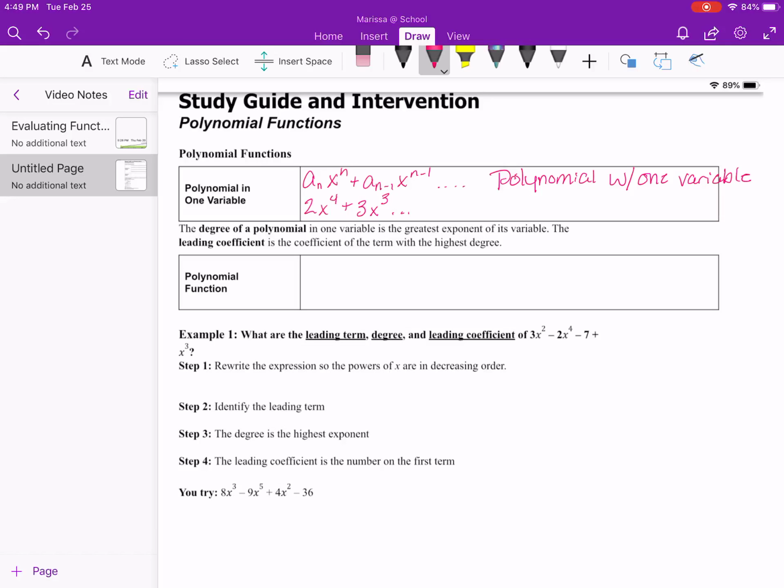So a polynomial with one variable where there is no negative exponents and no coefficients of 0. I also will not have an exponent in the denominator, so I will never have something like 2 over a. That will not happen. That will not be a polynomial in one variable.